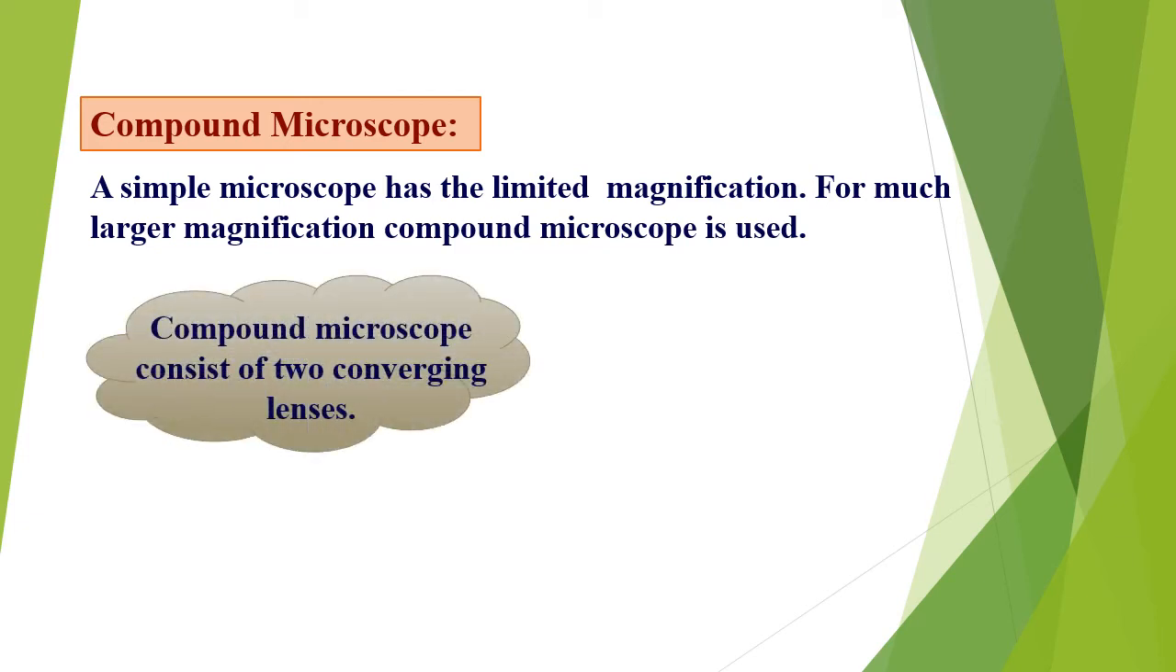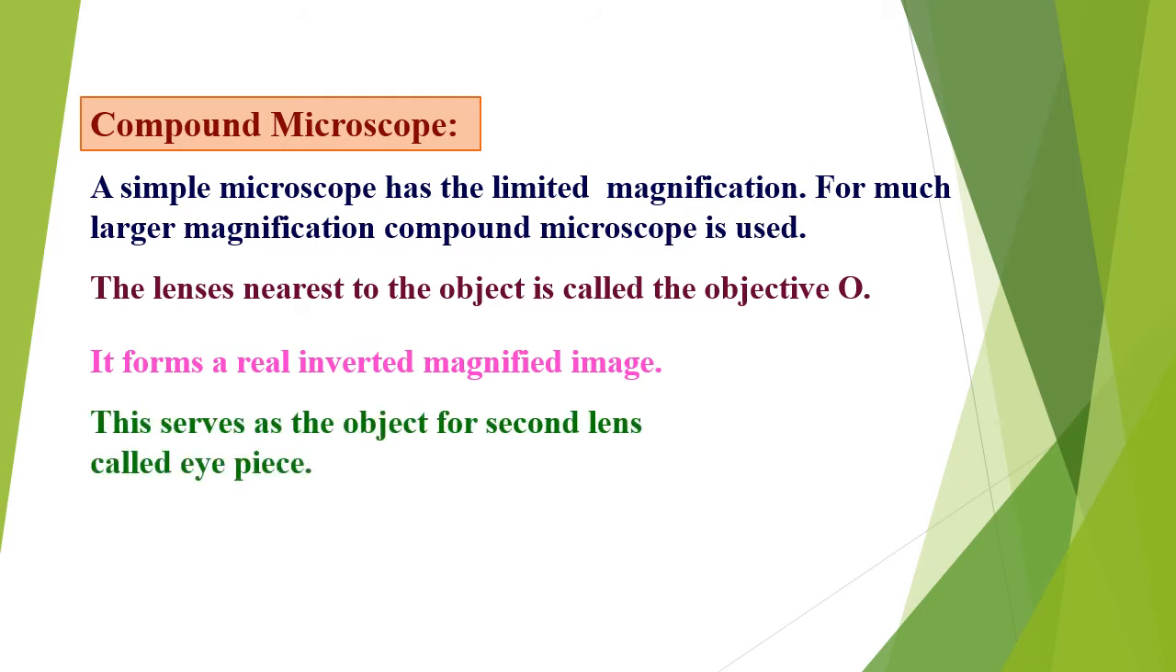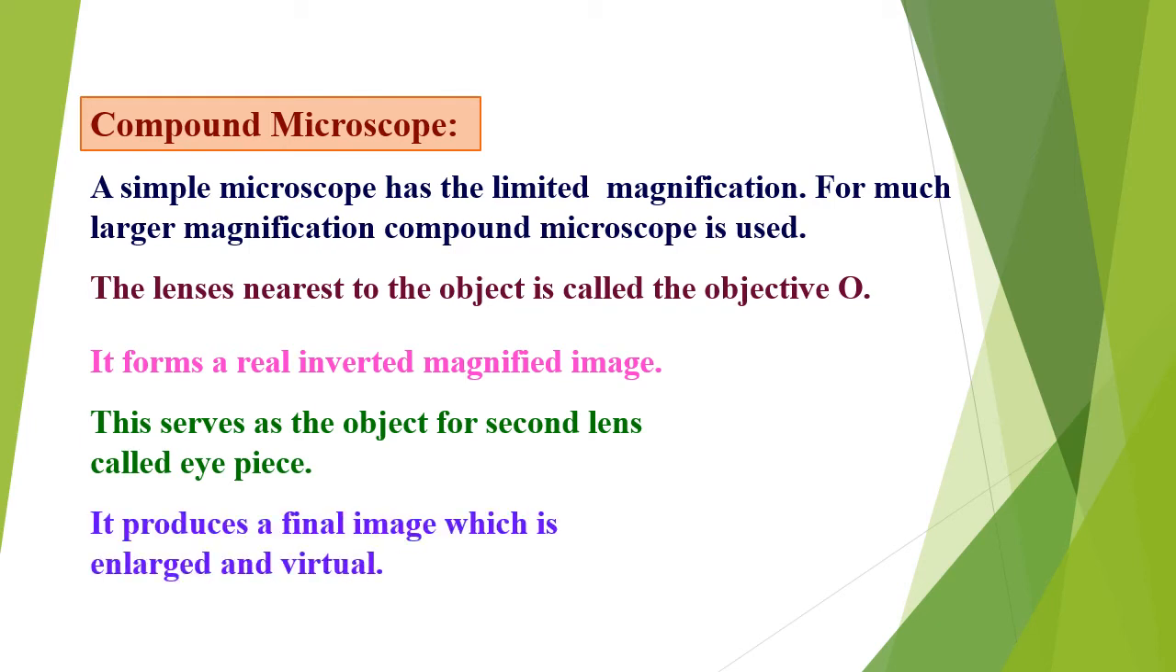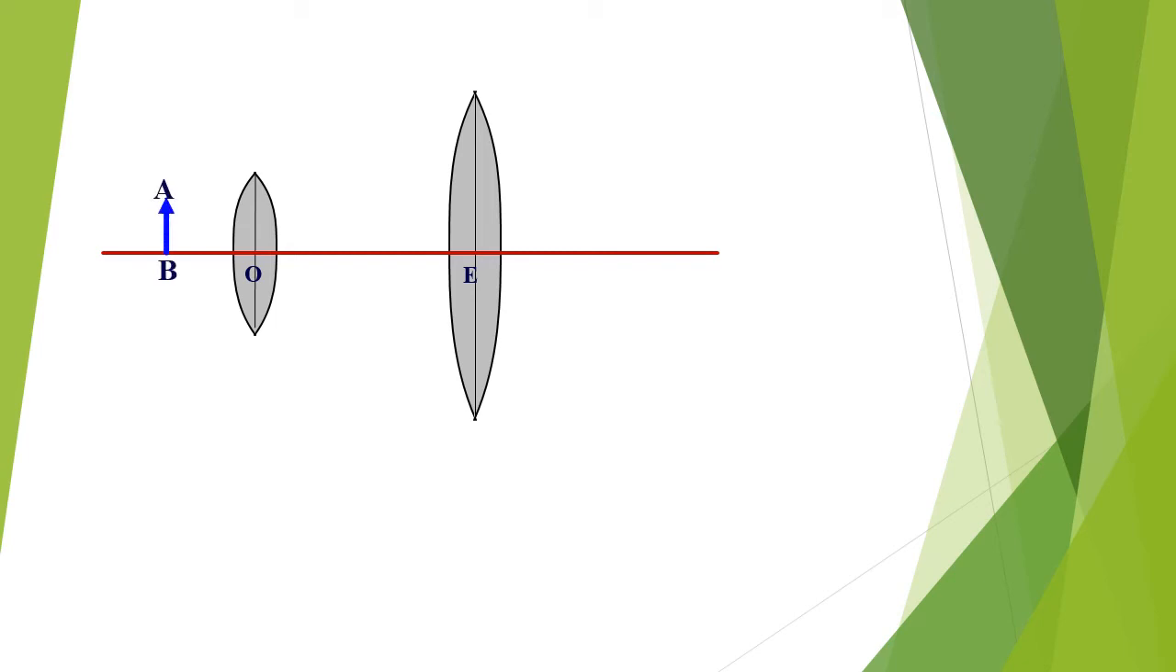A compound microscope consists of two converging lenses. The lens nearest to the object is called the objective O. It forms a real, inverted, magnified image. This serves as the object for the second lens, called the eyepiece. It produces a final image which is enlarged and virtual. See, this is the objective and this one is the eyepiece. This is the principal axis, which passes through the optic centers of both lenses. The object is kept towards the objective lens, and the height of the object is h.